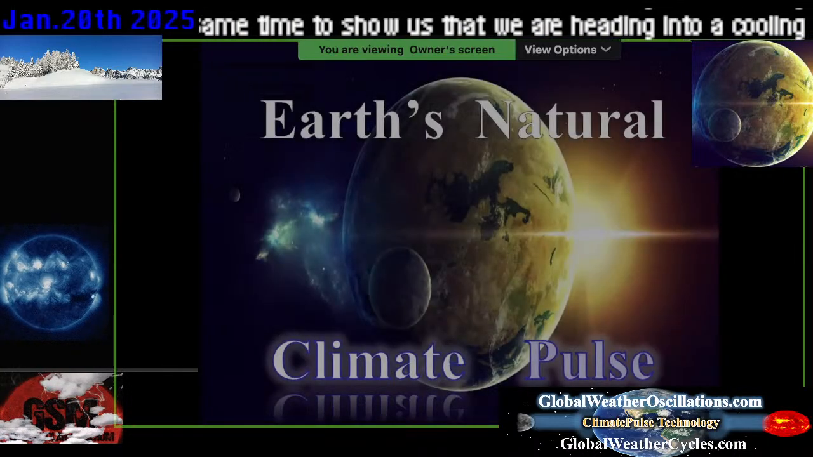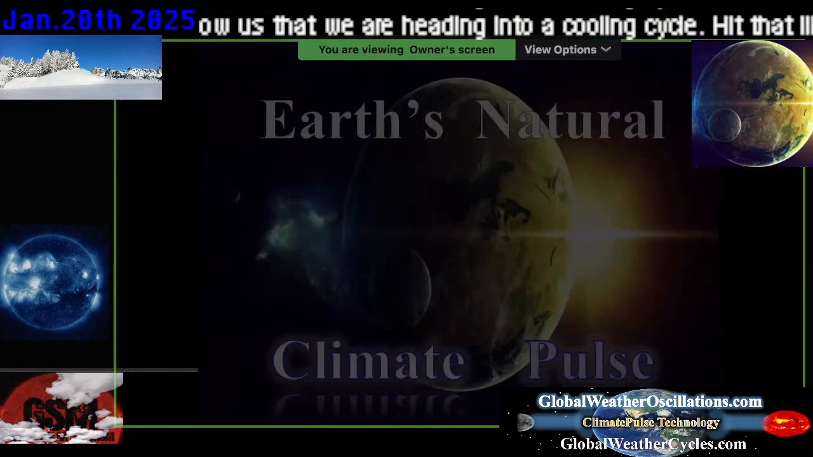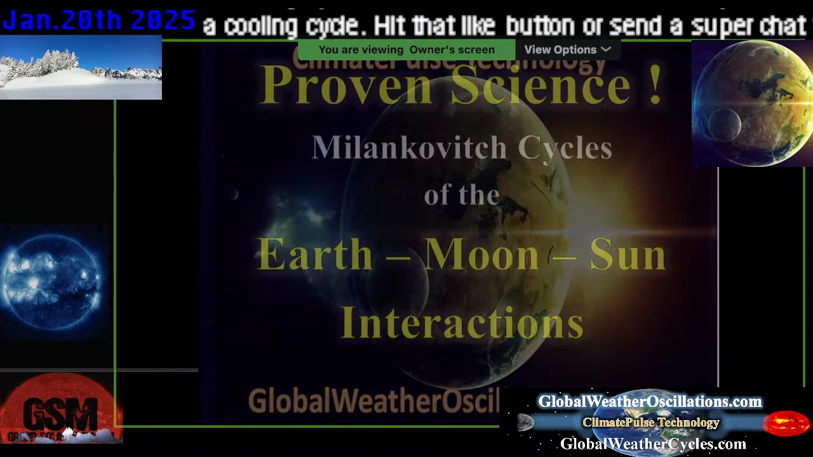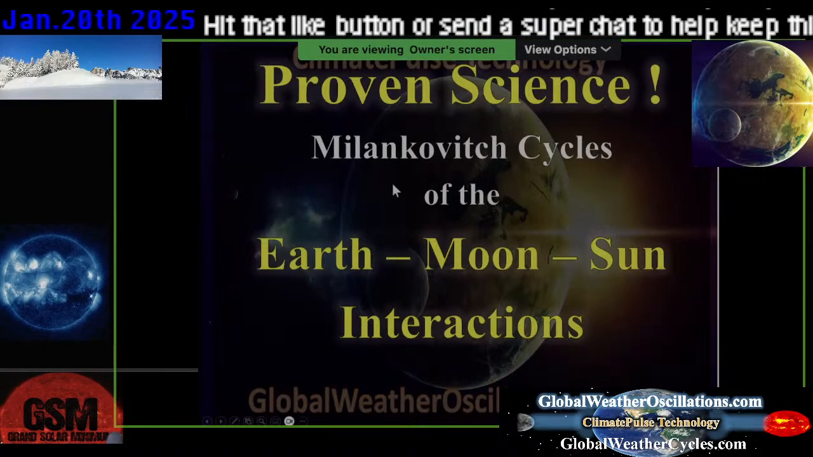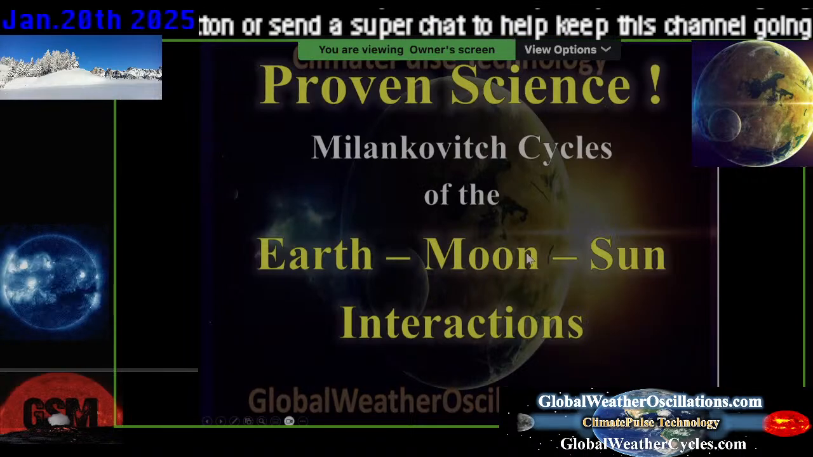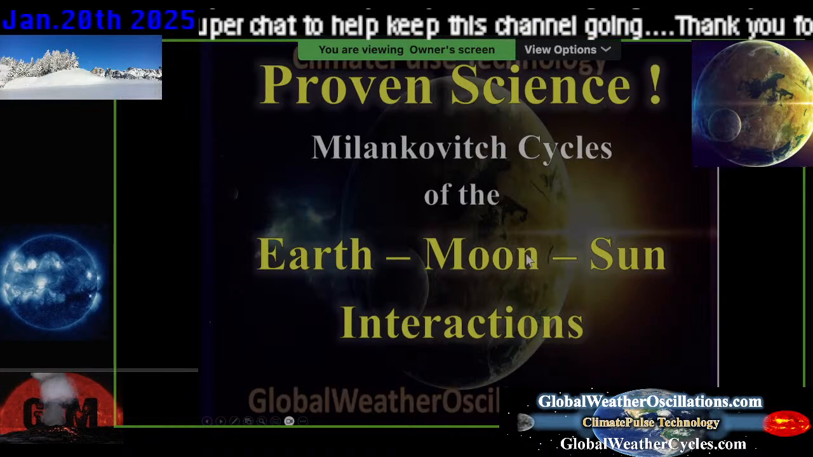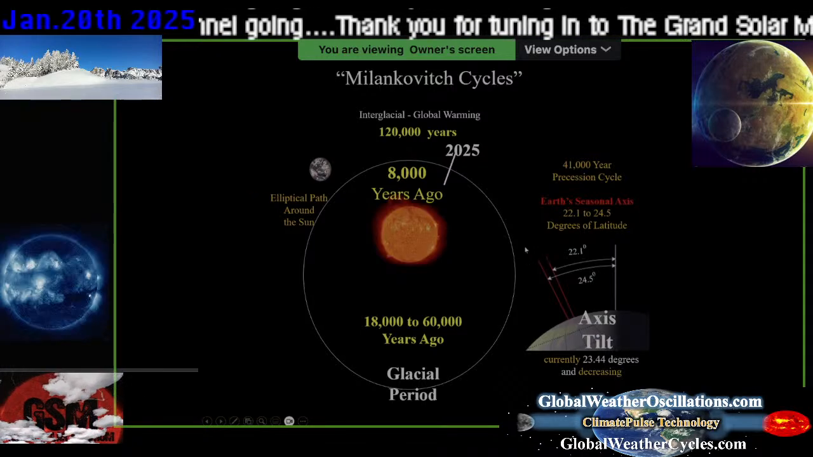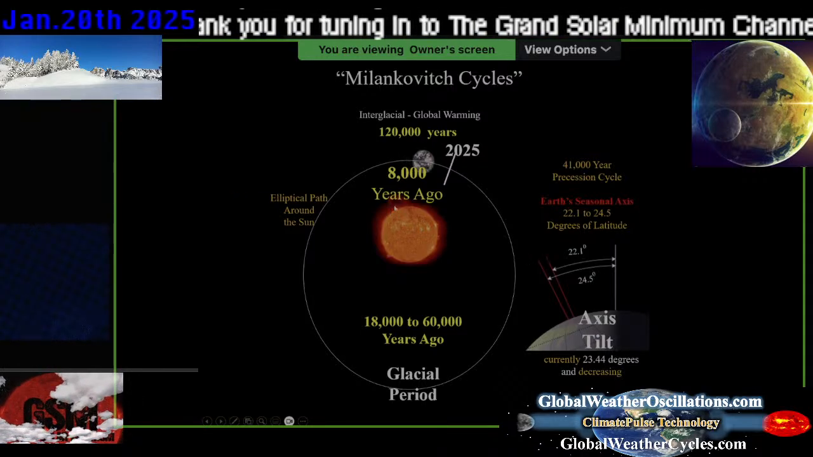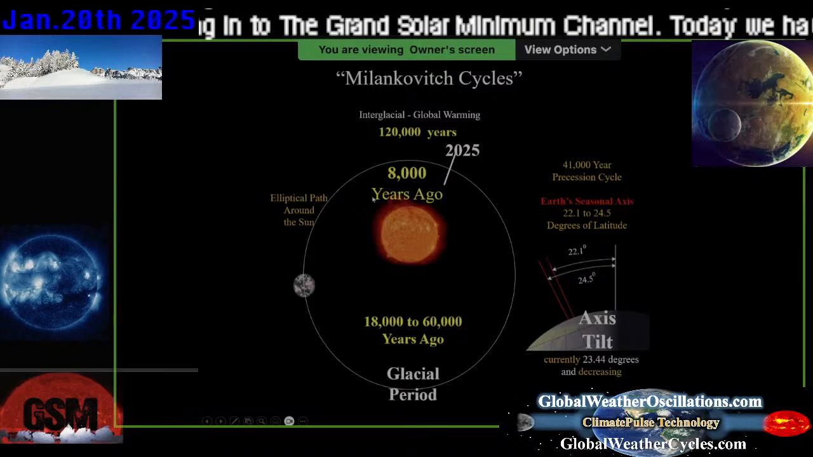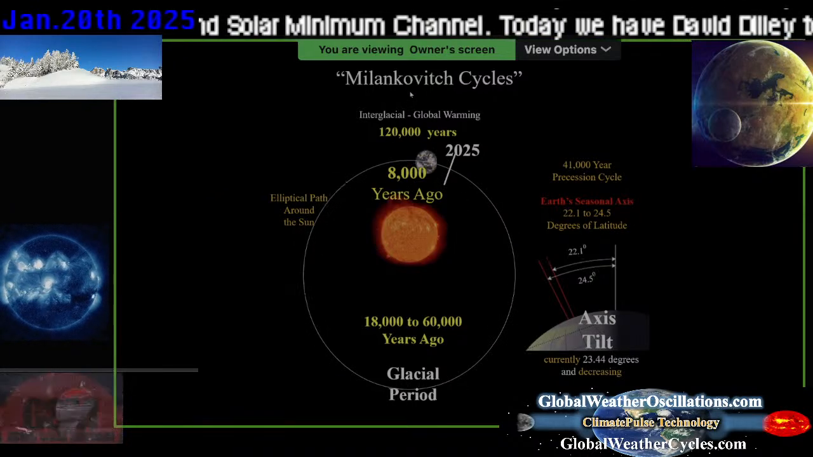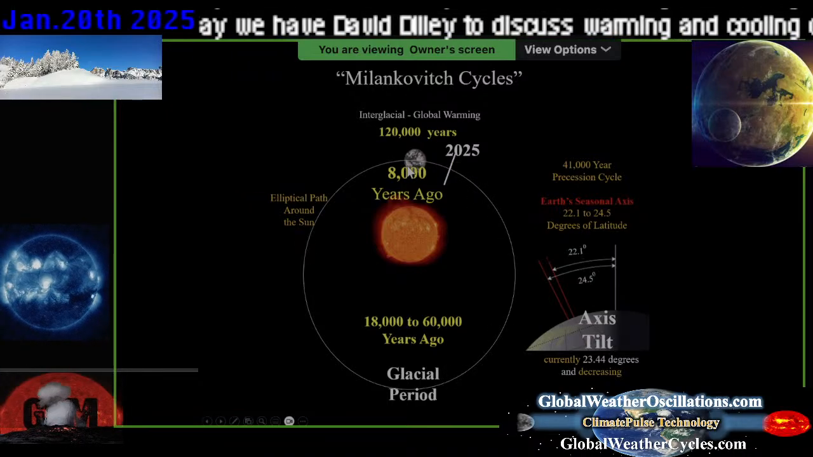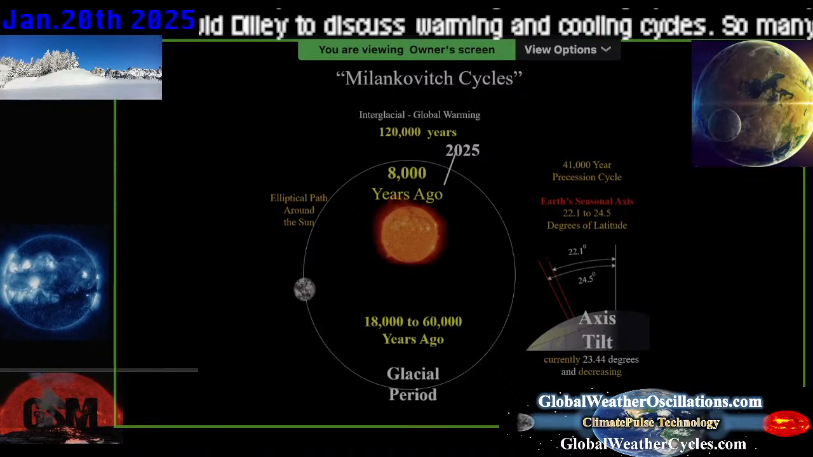Earth's natural climate pulse. The Earth, Moon, Sun. Proven science. This is all proven. Interactions between the Earth, Moon, Sun. So essentially what we have is, there's the Sun in the middle, the Earth. As the Earth moves around the Sun, it's an elliptical path where it swings in closer to the Sun every January. That's the closest approach to the Sun.